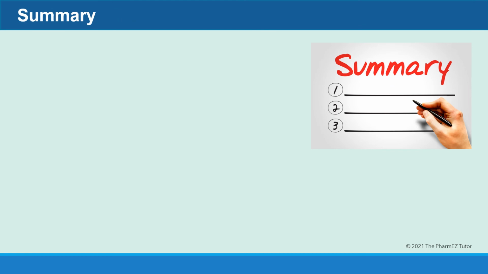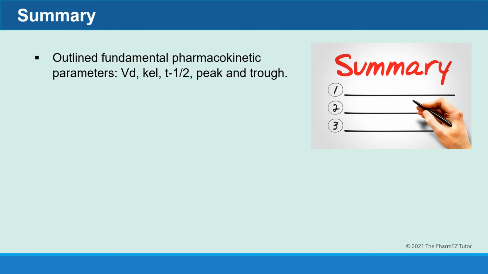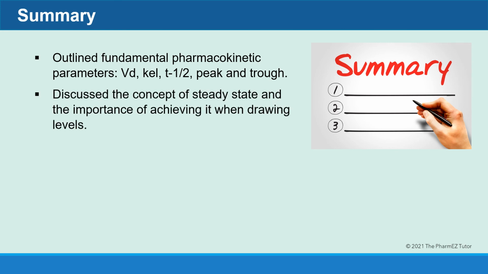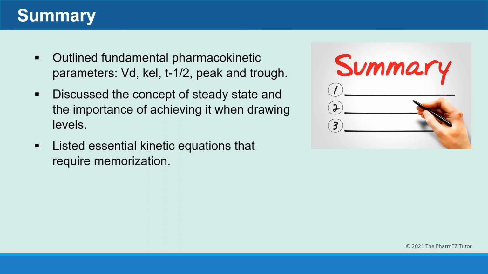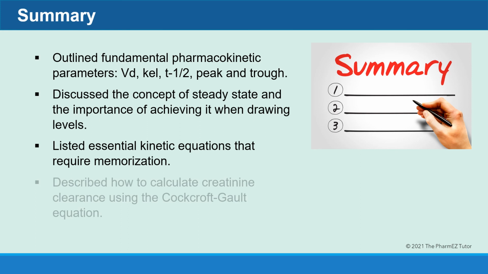Here's a summary of what we discussed in Part 1. We outlined fundamental pharmacokinetic parameters such as VD, KEL, half-life, and peak and trough. We discussed the concept of steady state and the importance of achieving it when drawing levels. We listed essential kinetic equations that require memorization. And we described how to calculate creatinine clearance using the Cockcroft-Gault equation.